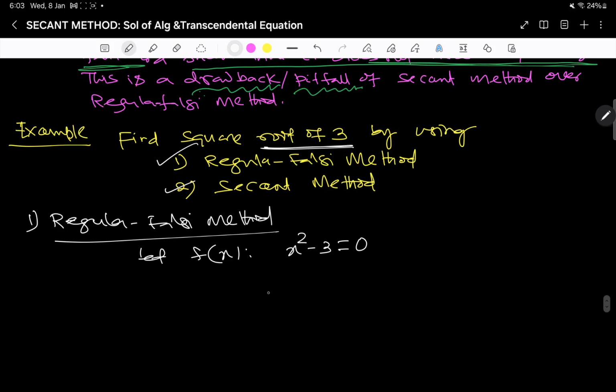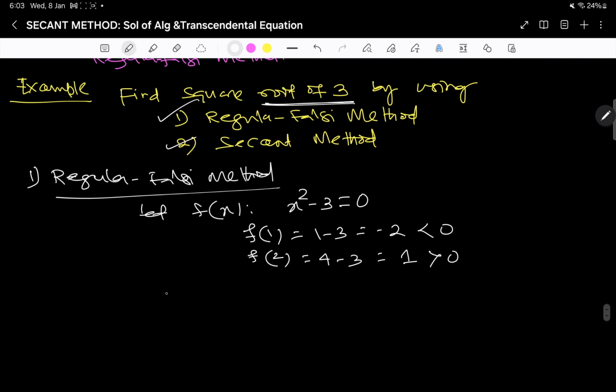For the initial approximation, what is f(1)? f(1) is 1 - 3 = -2, which is negative, and f(2) is 4 - 3 = 1, which is positive. So as f(1) into f(2) is negative, the root lies in the interval (1, 2).